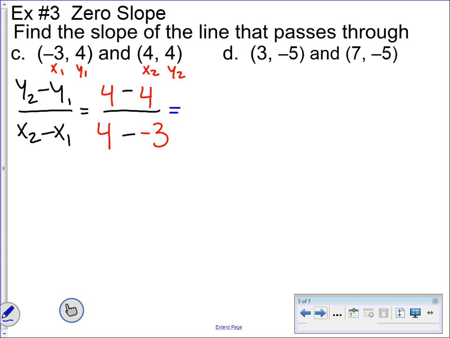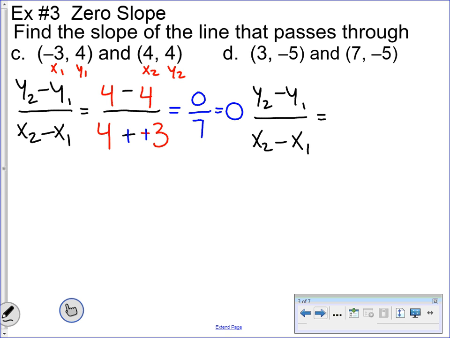And when I subtract 4 minus 4, I get 0. Now that's really where I could stop. But for the notes, we'll continue on and get 7 on the bottom. But it doesn't matter what is on the denominator. If 0 is on top, then the final answer is 0. And that is the only thing you should write. Now if you'd like to try the next one, go ahead and do that now while I set up the problem.